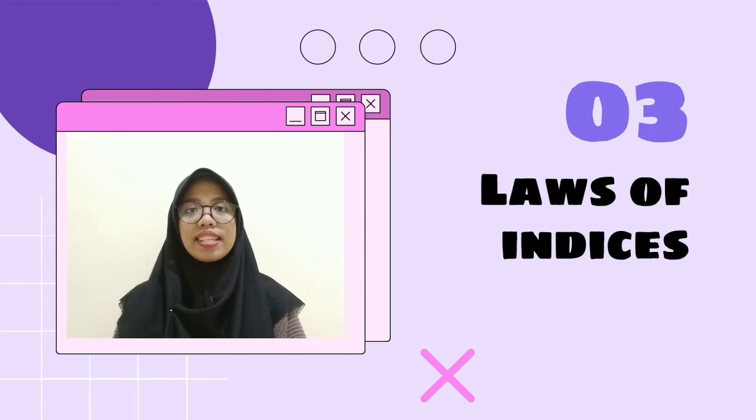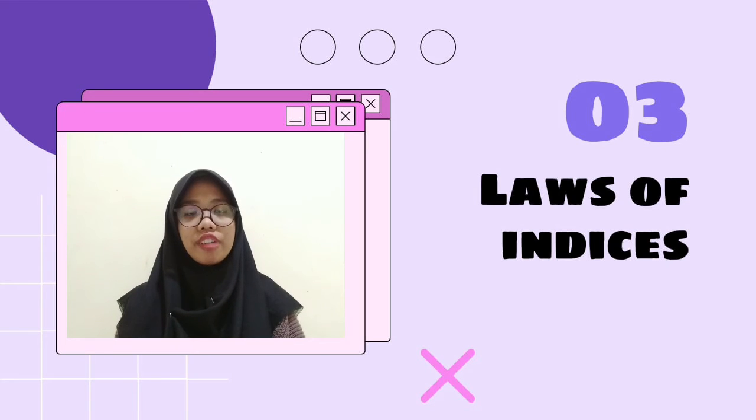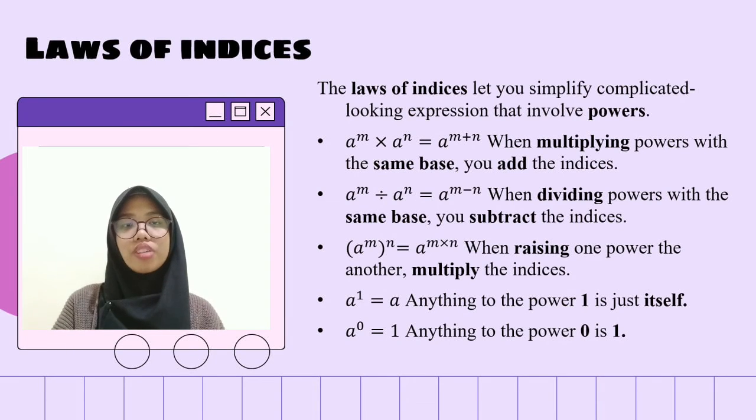Now, okay, this is the last of the material about powers of numbers. So the third, which is about laws of indices. The laws of indices let you simplify complicated looking expressions that involve powers. First, a to the power of m times a to the power of n equals a to the power of m plus n. So, when you are multiplying powers with the same base, you can add the indices.